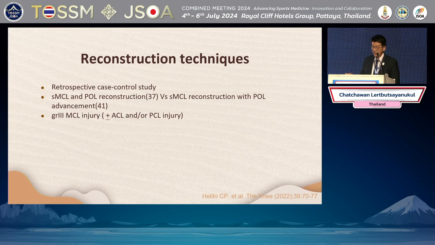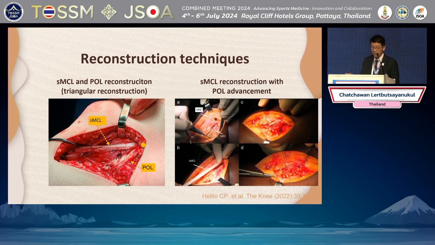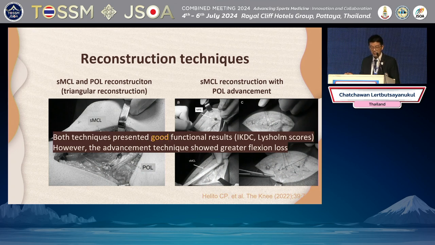This is a recent study from 2022, comparing the triangular reconstruction with the superficial MCL reconstruction and POL advancement in grade 3 MCL injury patients. The left picture is the superficial MCL and POL reconstruction. And the right side is the other technique, which uses the superficial MCL reconstruction with the POL advancement. Both techniques present good functional results. However, the advancement technique showed greater flexion loss.